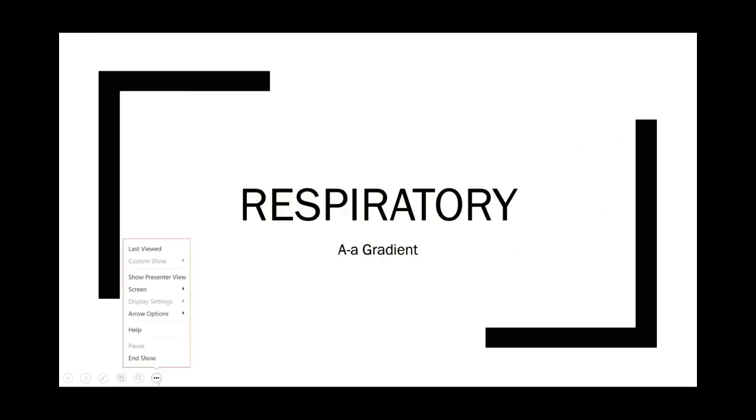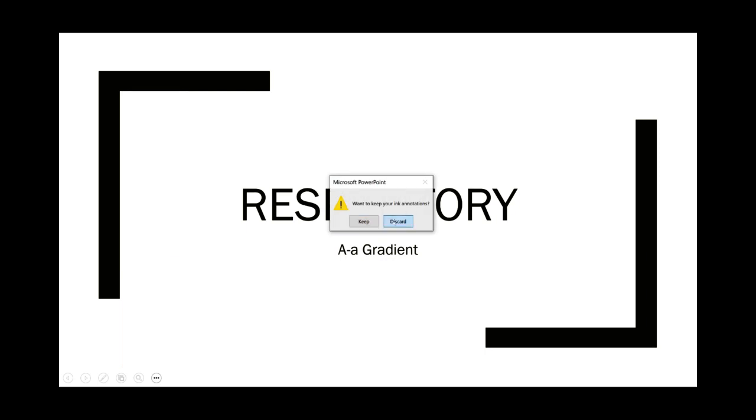Okay, we are going to talk about the AA gradient next time.